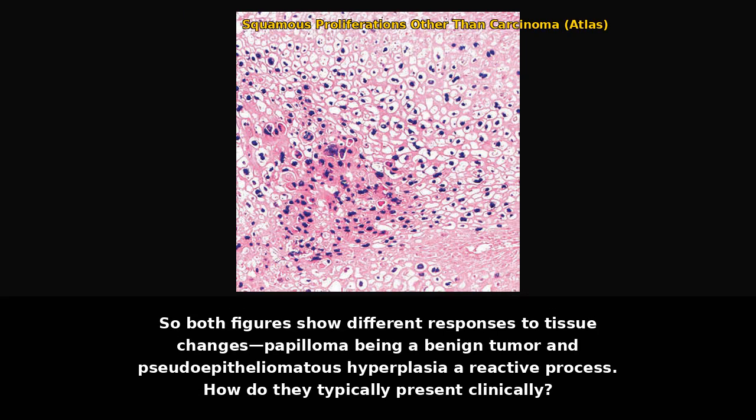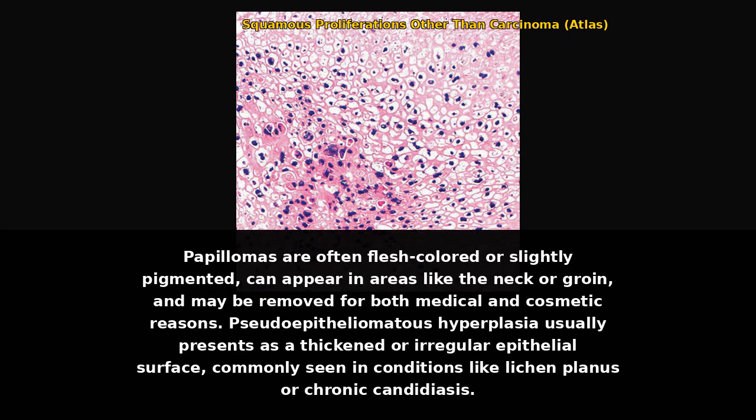So both figures show different responses to tissue changes. Papilloma being a benign tumor, and pseudoepitheliomatous hyperplasia, a reactive process. How do they typically present clinically? Papillomas are often flesh-colored or slightly pigmented, can appear in areas like the neck or groin, and may be removed for both medical and cosmetic reasons.